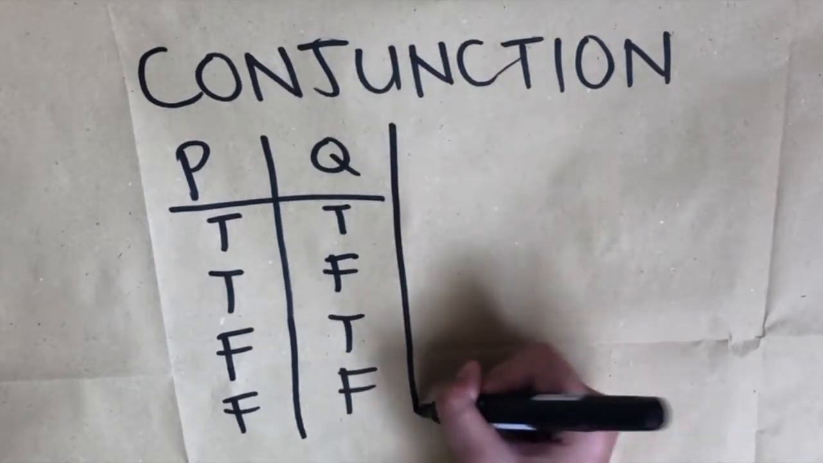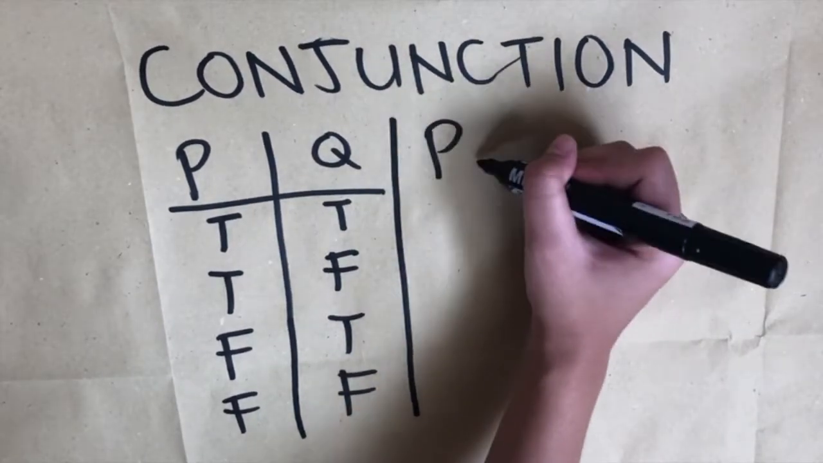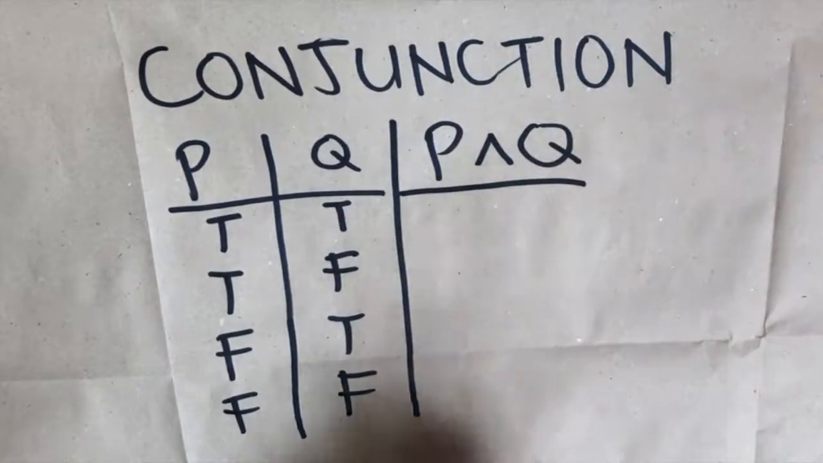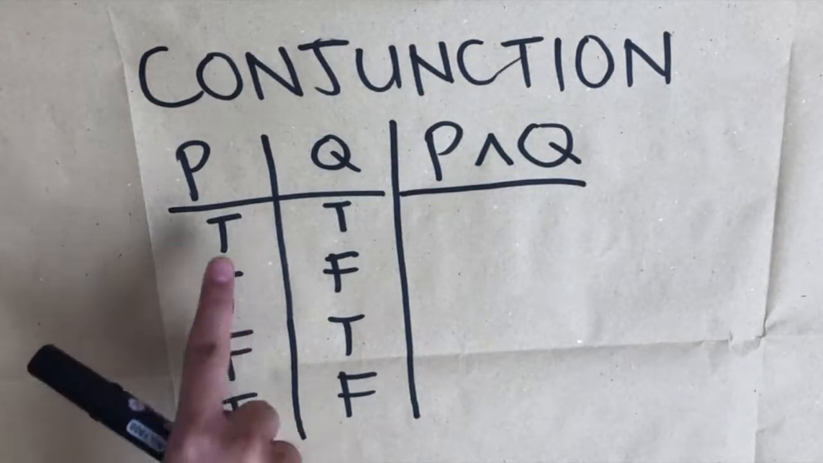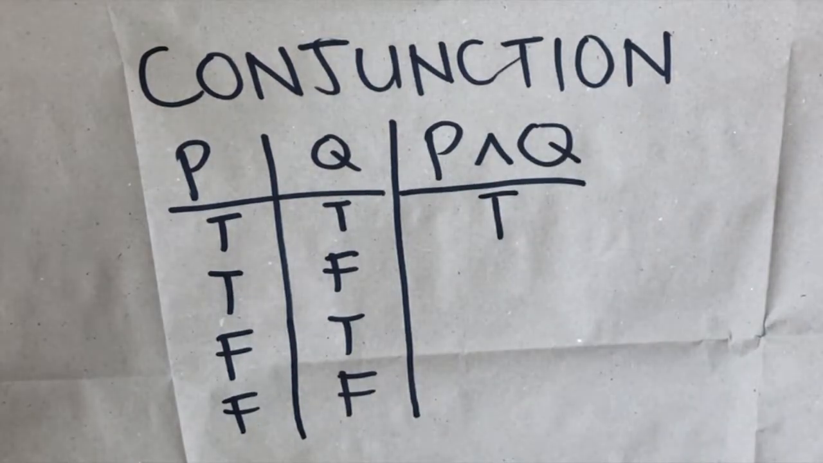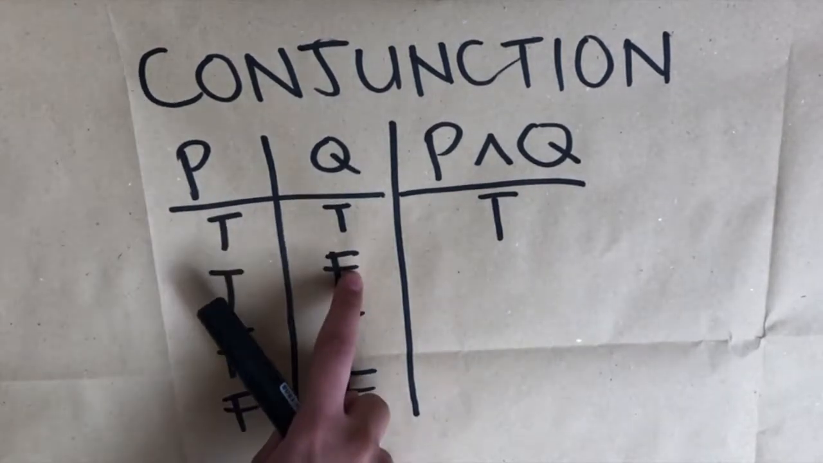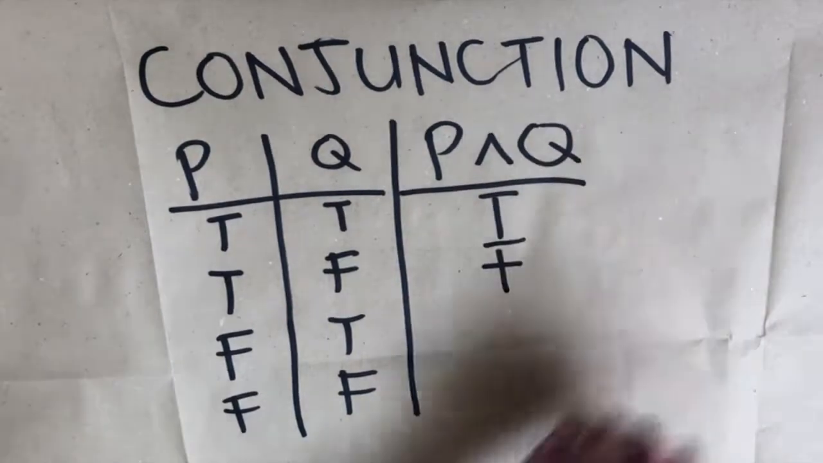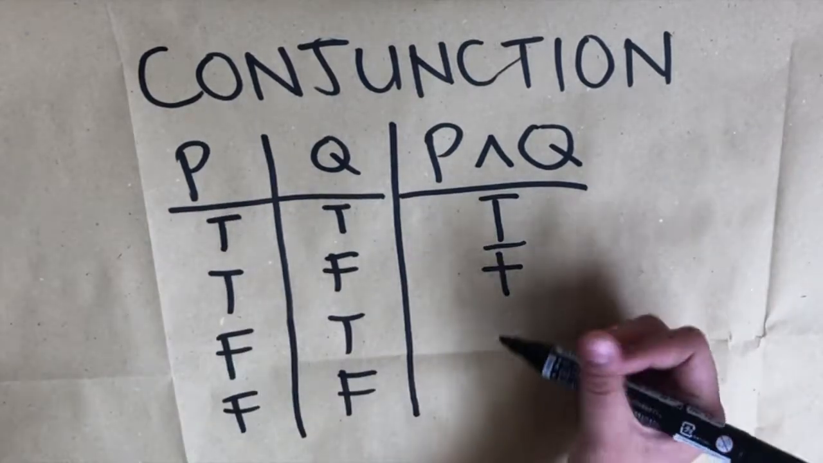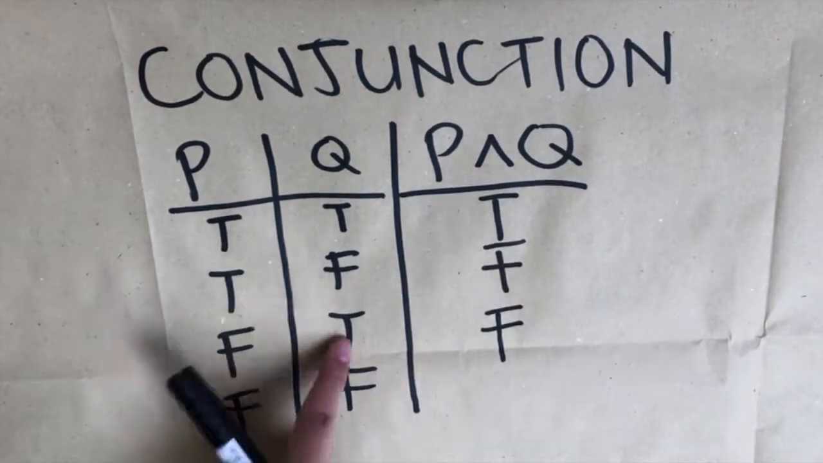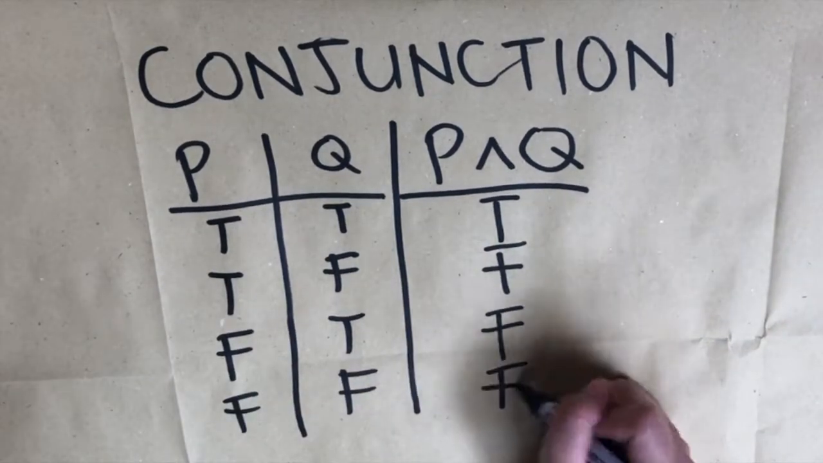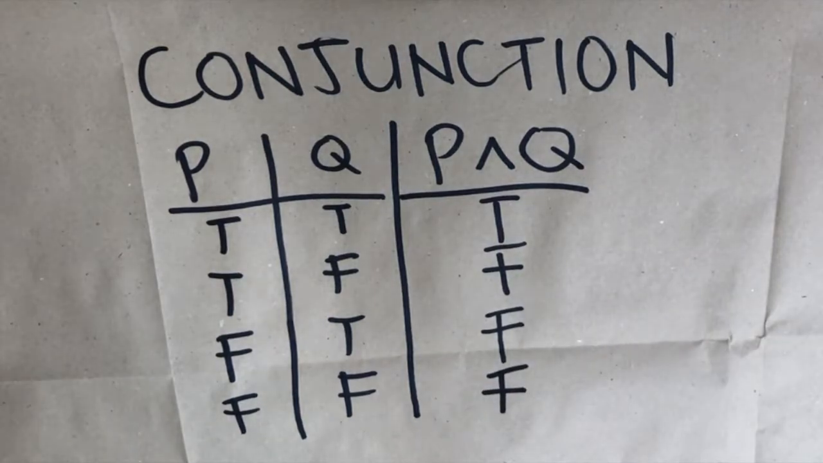The equation for conjunction is P and Q. The conjunction P and Q is true when P and Q are both true. Otherwise, the conjunction is false. Our first possibility is that both of our statements are true. Therefore, it is true. Now we have true and false. This is false because only one statement is true. Now we have false and true. This is also false because again, only one statement is true and the other is false. Lastly, both of our statements are false, therefore it is false.